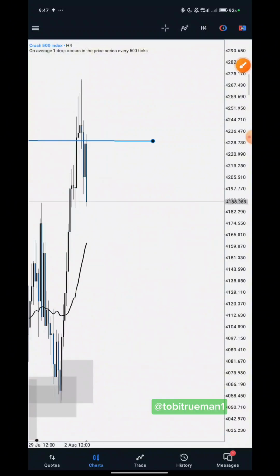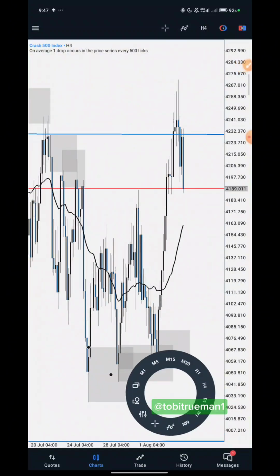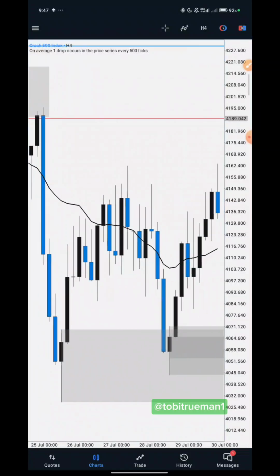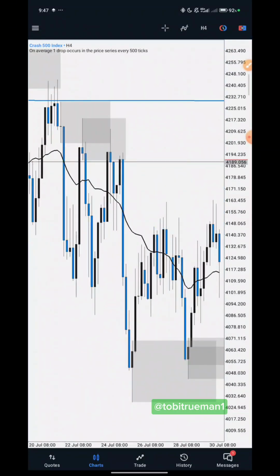You can see that was a very successful trade, and the same thing also happened for the bullish situation, that is when price is buying. Now you can see what is happening here.